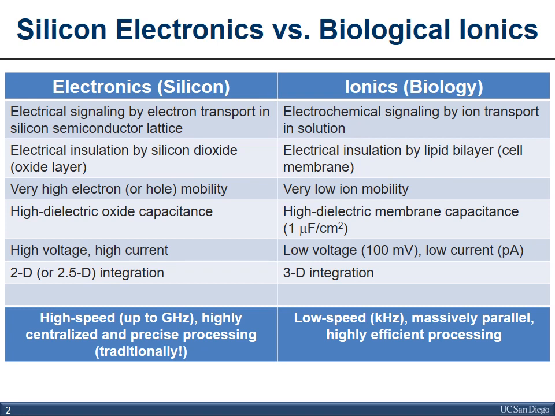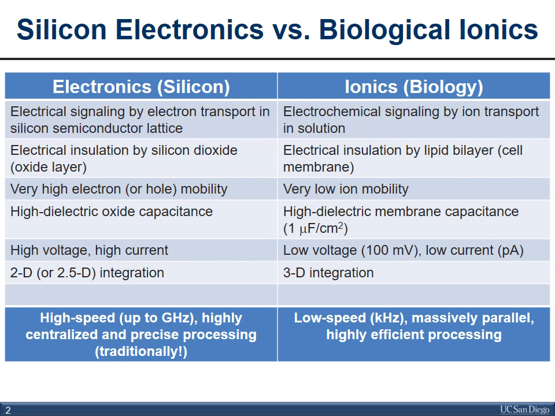Okay, so in electronics, we get electrical signaling through semiconductor lattices and metals and so on. In biology, this is through ion transport in solution, not in rigid structural forms. We have insulation in electronics by things like silicon dioxide, hafnium oxide, other high-K dielectrics. In biology, we typically use lipid bilayers as insulating materials. These are the cell membranes.